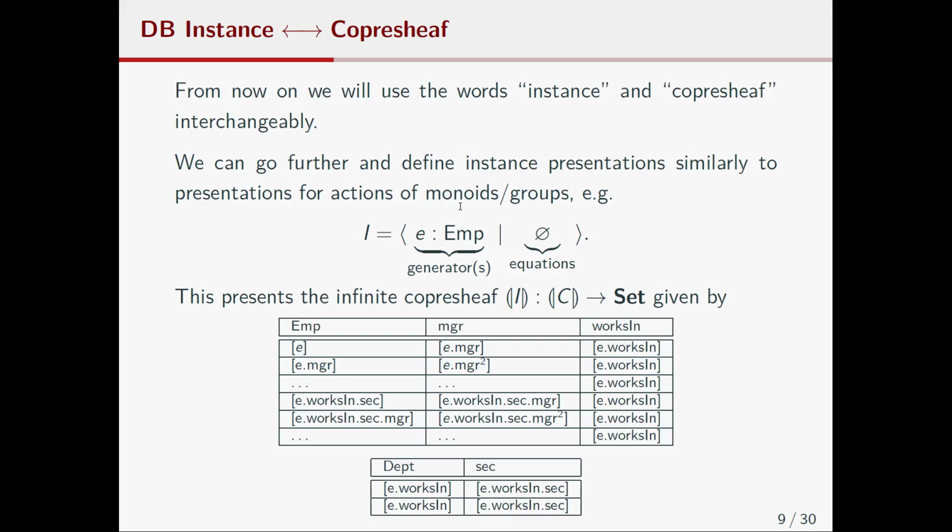This is just essentially applying all possible maps. You generate new elements by declaring those elements to be the images that you get from starting from this unique generator. And since there are no equations, we're not identifying anything with anything else. So these are all distinct.